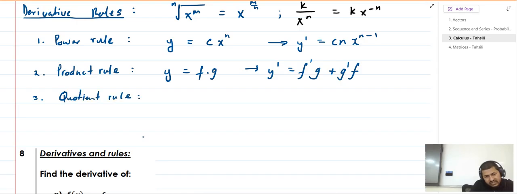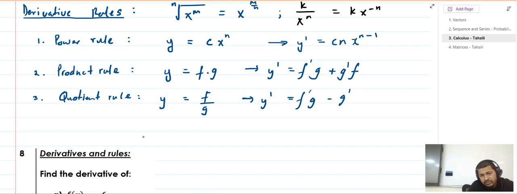The quotient rule has a division. So if I have y equals f over g, the f function over the g function, to find the derivative of f over g, we say f prime g minus g prime f, and remember, there is a g squared. You have to square the denominator. So those are three rules.